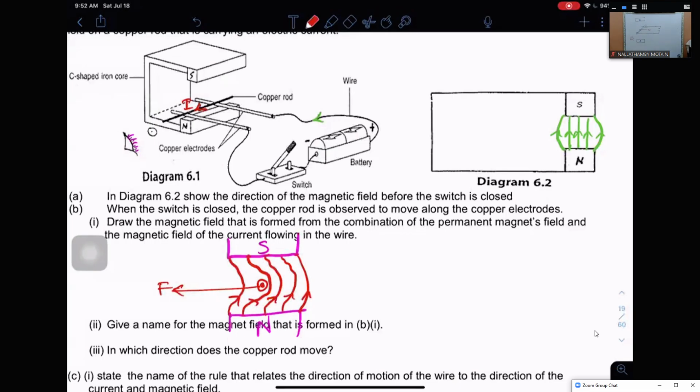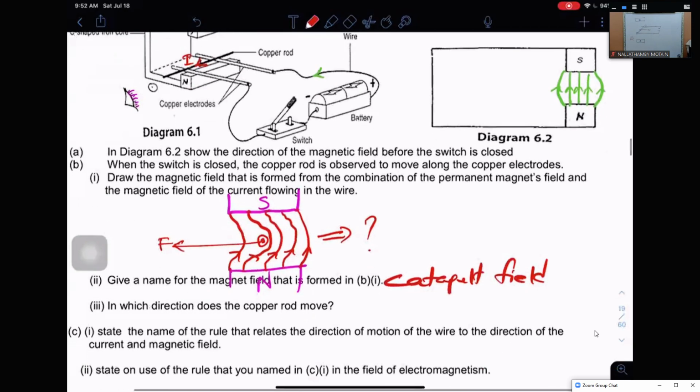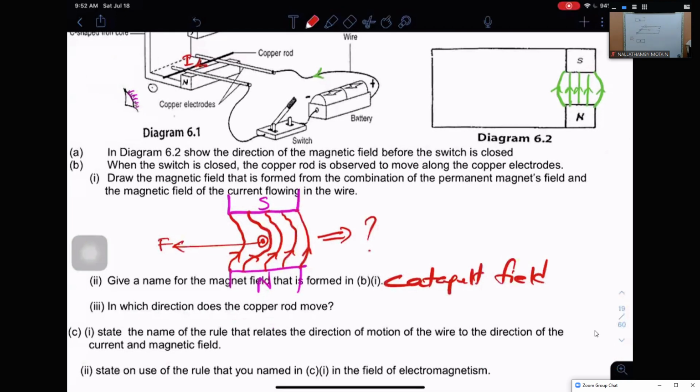And then give a name for the magnetic field that is formed in B1. What is this field, call it what? Catapult field. Okay, catapult field. Medan elastic. In which direction does the copper rod move? To the left.